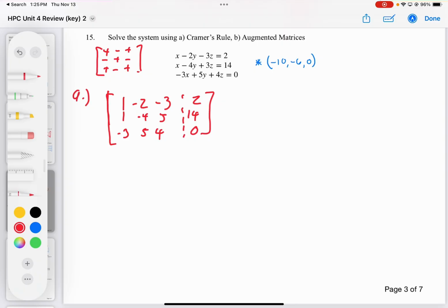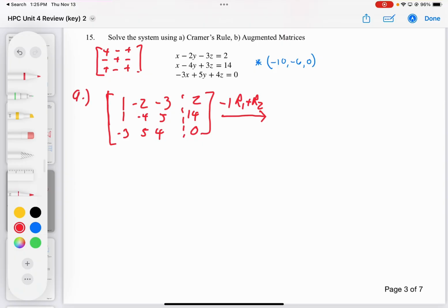Remember, no subtraction, because you got to use addition. So what would you want to do first? Just do -1 row 1 plus row 2. It's got to be addition. I let it slide on the quiz. I'm telling you now, they all have to be addition, okay?